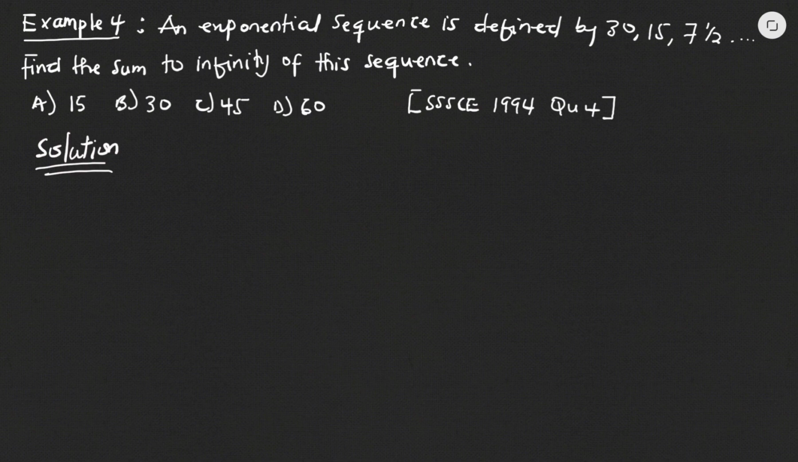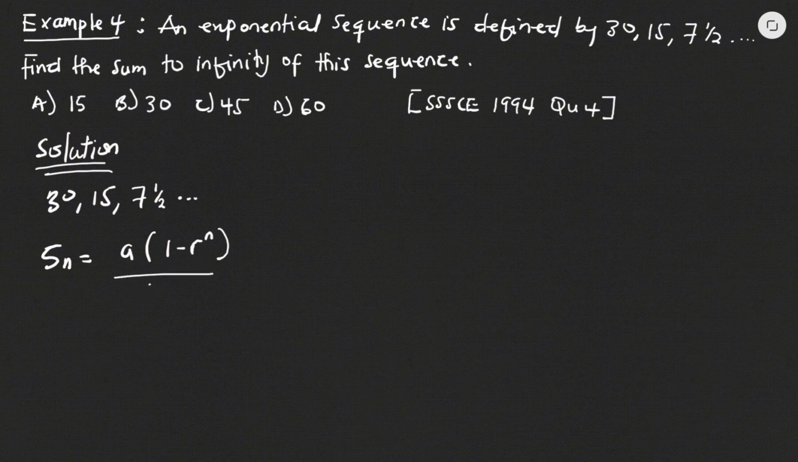Now we're told that the exponential sequence starts from 30, goes to 15, then goes to 7.5, then it proceeds. So we have to find the sum to infinity of this particular sequence. To find the sum of a geometric progression, we use the formula Sn is equal to a, which is the first term, multiplied by 1 minus r raised to the power n, all over 1 minus r, where r is the ratio, that is u2 divided by u1. As we've seen, n is the number of terms.